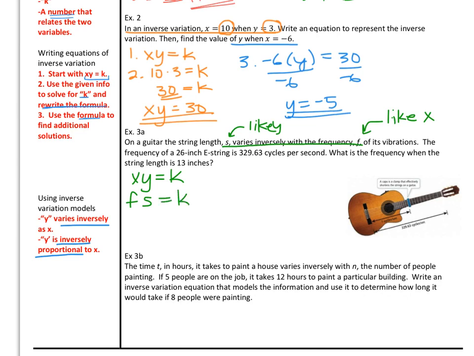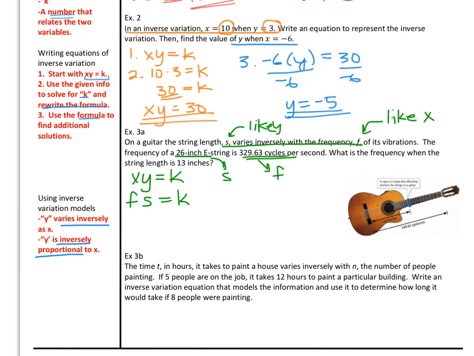That's our template. Now it says the frequency of a 26-inch E string is 329.63 cycles per second. I know, that's pretty interesting stuff. So the 26-inch E string is the string length, so this is our s variable. And the cycles per second would be the vibrations of the frequency that it creates, so that is our f variable.